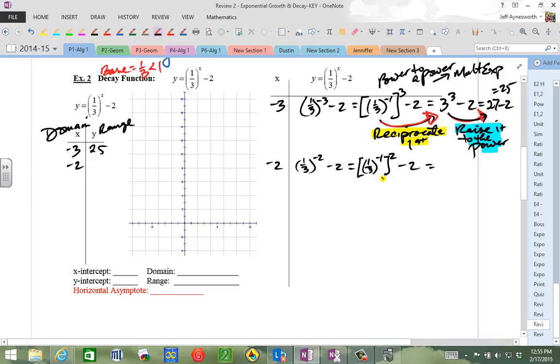Okay, like I said before, you reciprocate. The reciprocal of 1/3 is 3, then square it. Now you raise it to the power now. 3 squared is 9. 9 minus 2, well, that's just 7. So my second point is -2 comma 7.